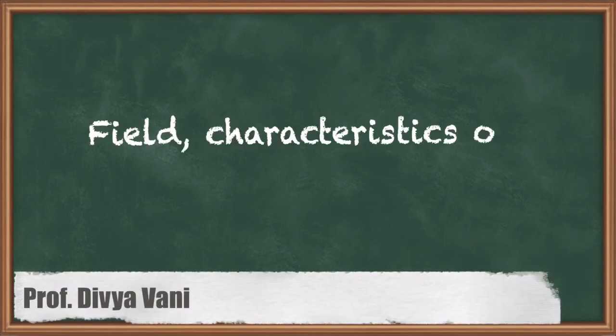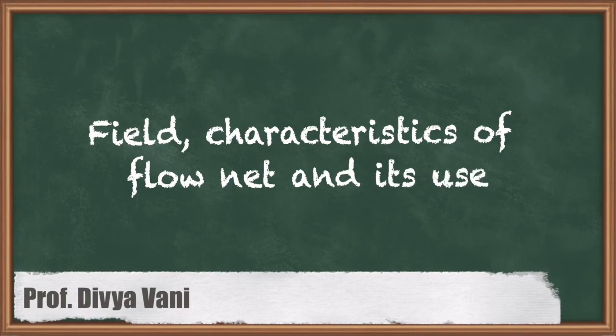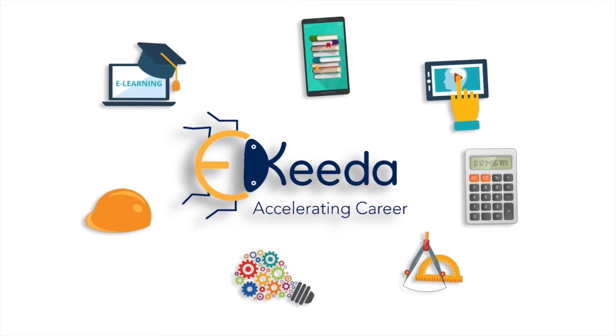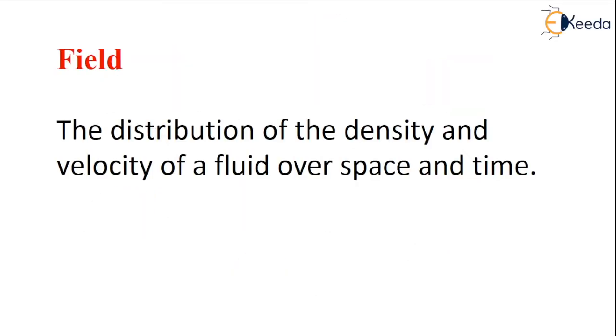Hello students, today we are going to learn about the next topic in chapter 4, that is permeability of soils and seepage analysis. Coming to the next topic, it deals with field, characteristics of flow net and their uses. What do you mean by a field? Field is nothing but the distribution of the density and velocity of the fluid over space and time.